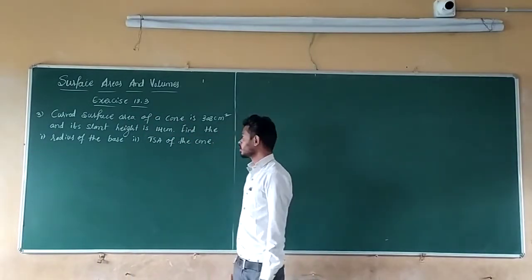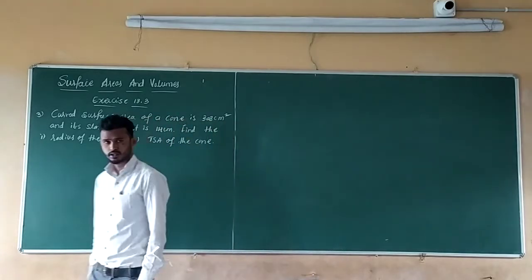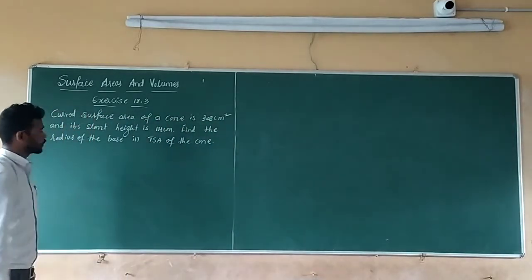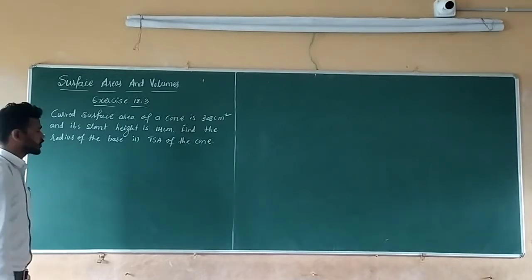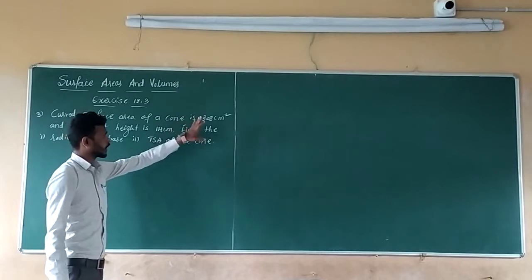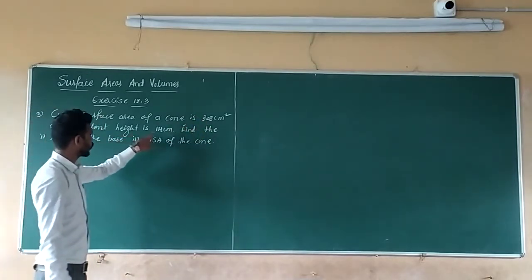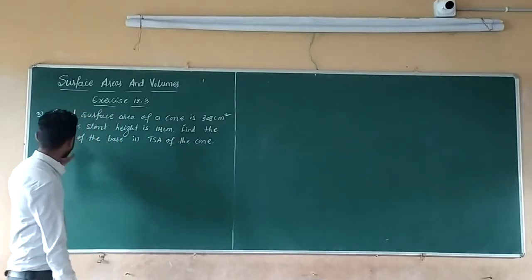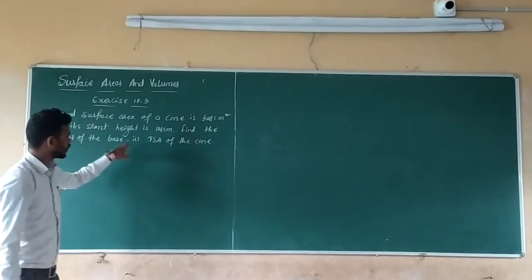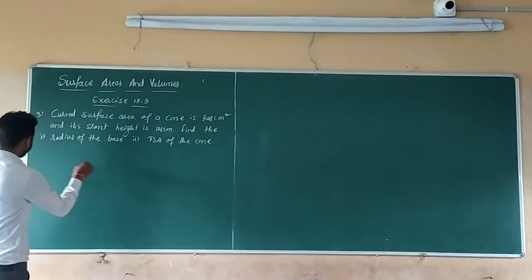Class, so here we continue the chapter Surface Areas and Volumes. In Exercise 13.3, let us see the third question. The curved surface area of a cone is 308 centimeters square and its slant height is 14 centimeters. Find the radius of the base and TSA of the cone. Let us see.